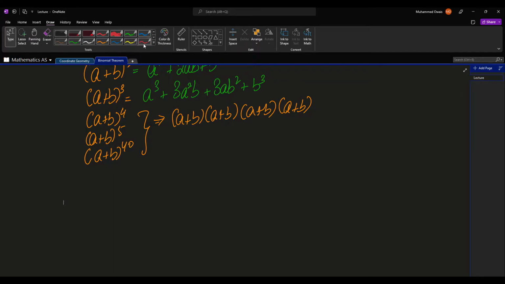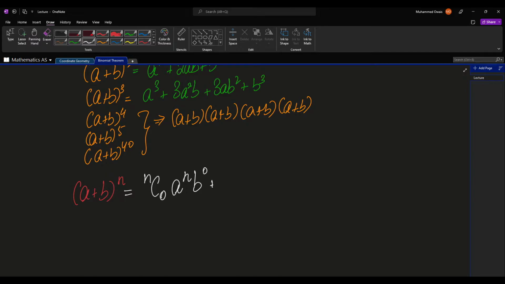Now then, let us see how we can apply the binomial theorem. We can say (a plus b) power n, where n can be any number. n can be 40, n can be 5, n can be 4. Now then, how am I supposed to expand this? The first thing I am supposed to do is write nC0 as the first term, and then I will write the first term that has been given to me, which is a. I will say a power n, and then I will write b power 0.